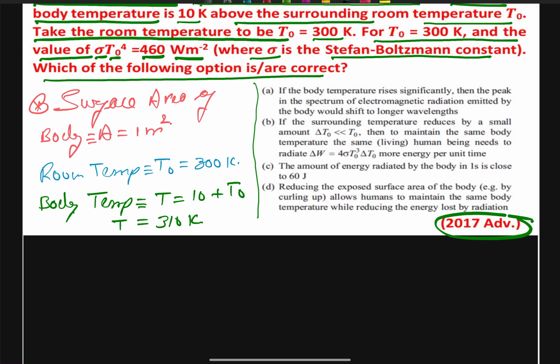So let's start with option A. It states that if the body temperature rises significantly, then the peak of the spectrum of electromagnetic radiation emitted by the body would shift to a longer wavelength. So we know the relationship between the maximum wavelength and the temperature, and that is Wien's displacement law.